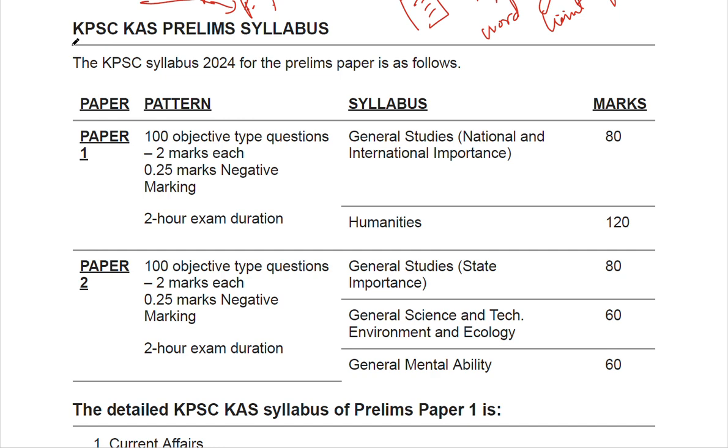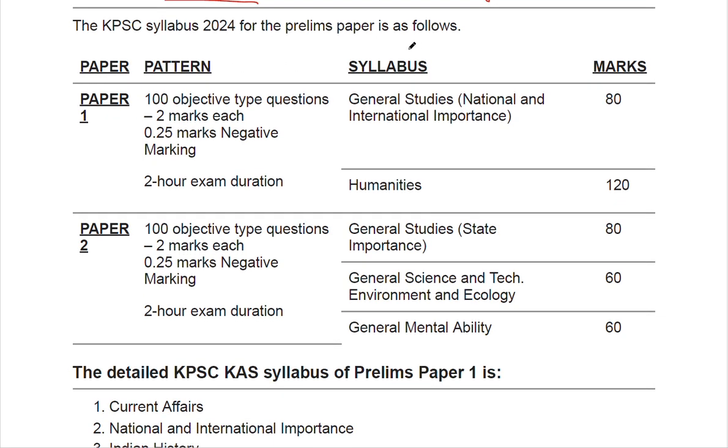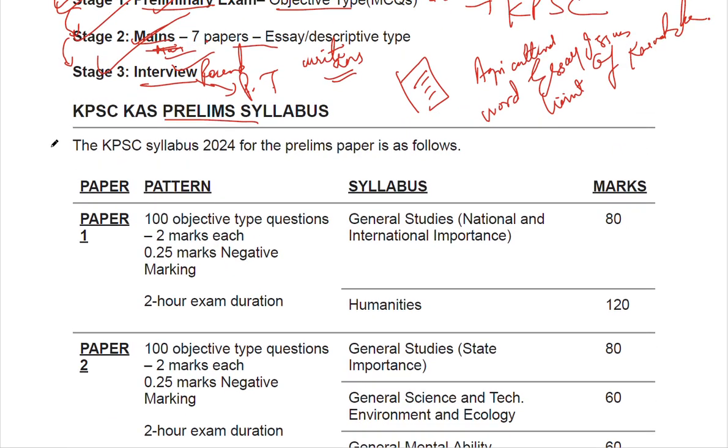Now let's discuss in detail what the rounds are, in depth. KPSC KAS Prelims Syllabus. The KPSC Syllabus 2024 for the prelims paper is as follows. Guys, one more doubt: they have given 2024, right? This is as per the latest information displayed by the KPSC on their website, so no changes have been made. Whatever the latest information they have put on their website, we are referring to here.